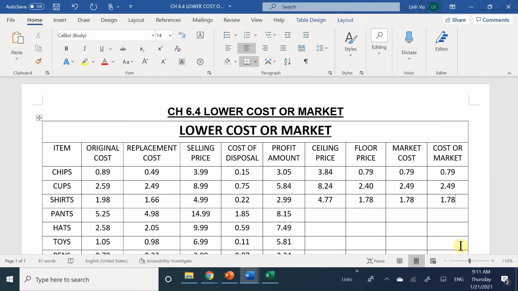So the ceiling price is going to be $13.14. Okay. What is my floor price? $4.99. Which one is going to be in the middle?